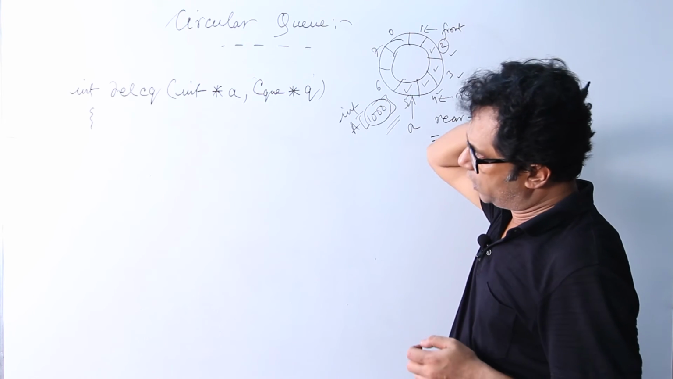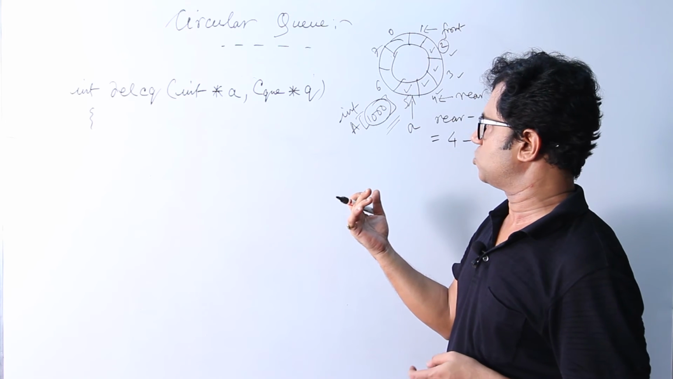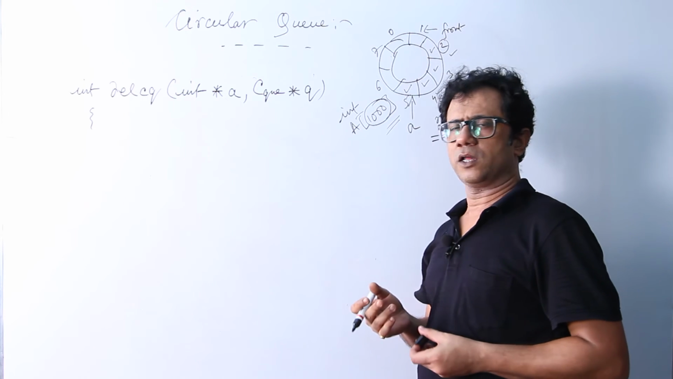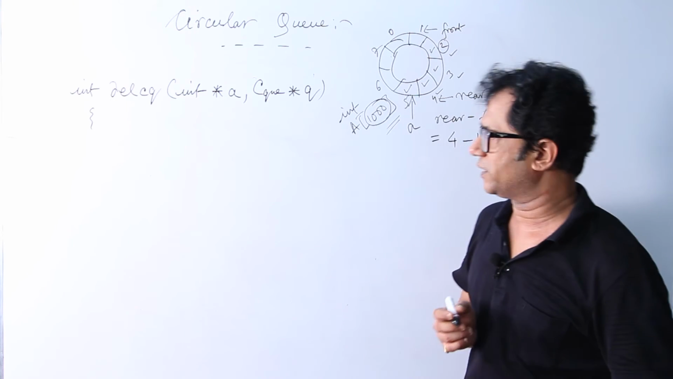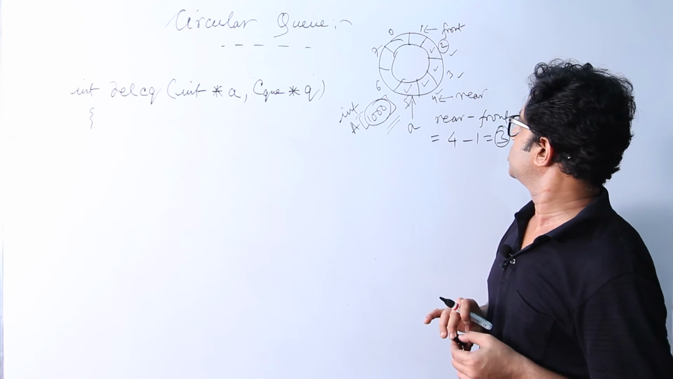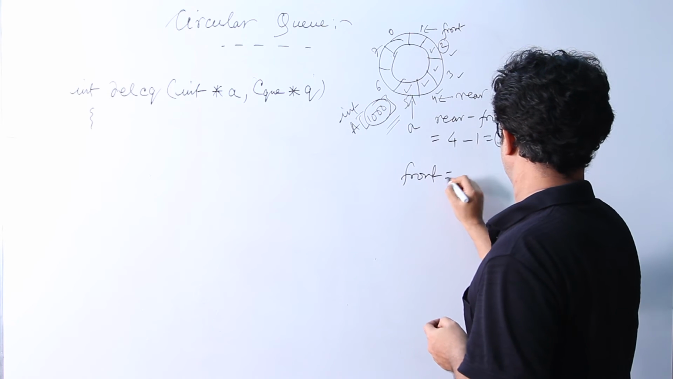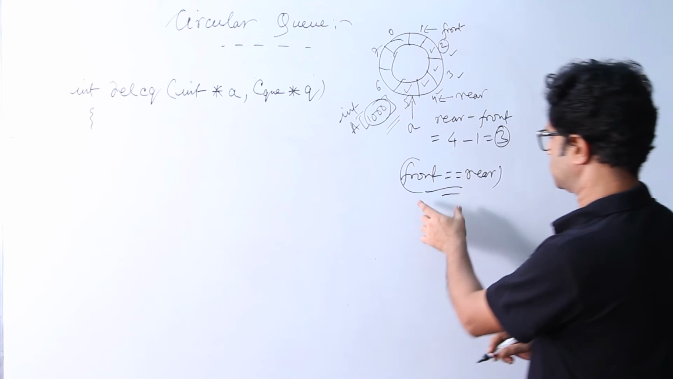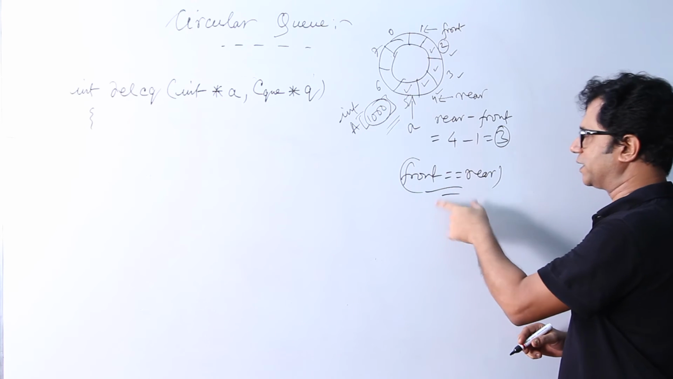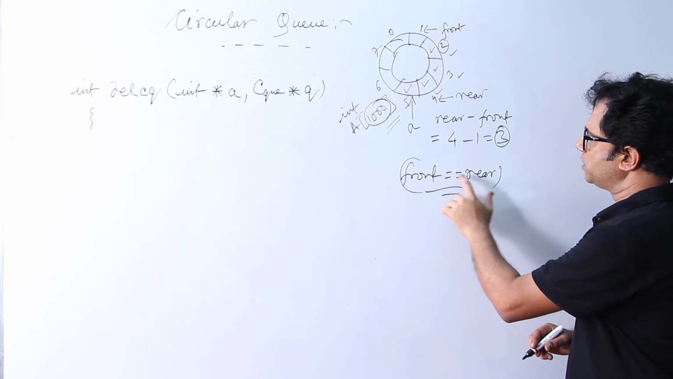So in order to rule out that possibility, or to deal with that situation, I am going to write the check for the empty condition of the queue. And you know very well that the queue empty condition is when the front becomes equal to rear. Sorry, the queue full condition is different; this is the queue empty condition. So queue empty condition is nothing but front equals rear.